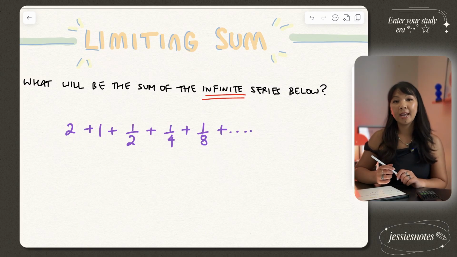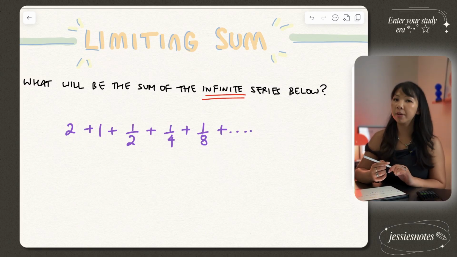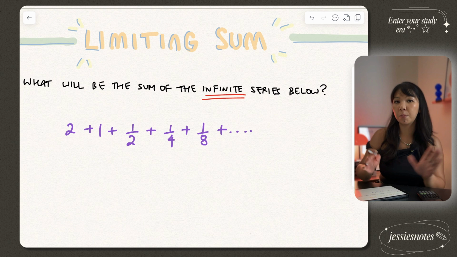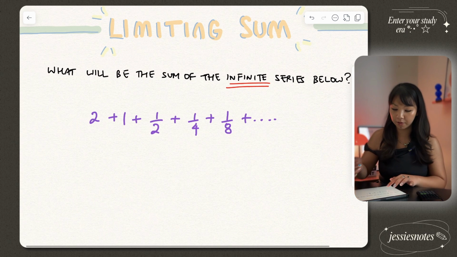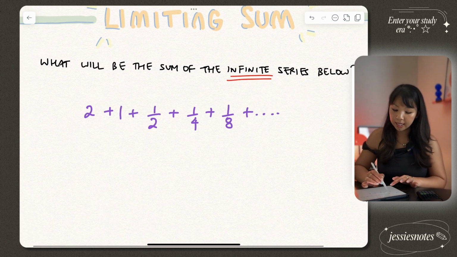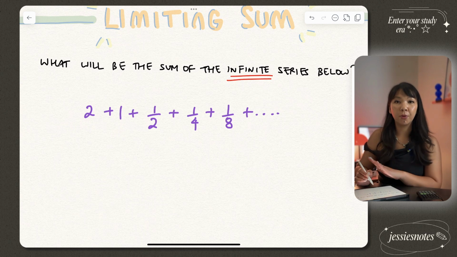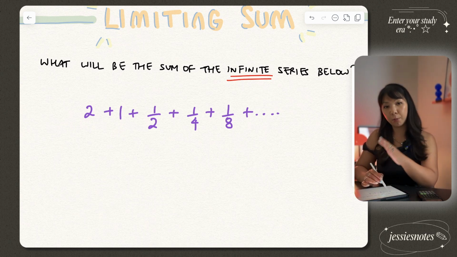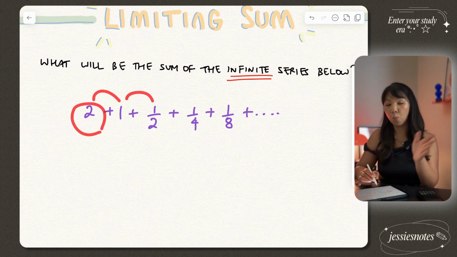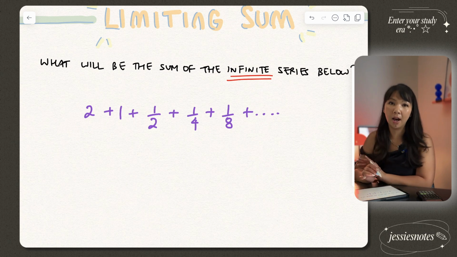In this video, we're now going to be looking at the limiting sum, which is a unique property that appears in specific types of geometric sequences. Now, to really explore what this topic is, let's look at this sequence that I have here. We can see that it is indeed a geometric progression because every time we go from one term to the next, we're halving it, or timesing it by a half.